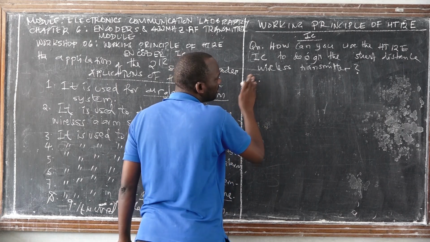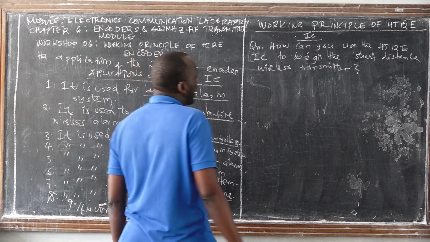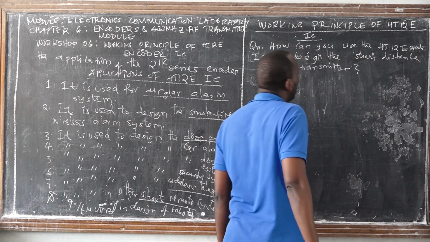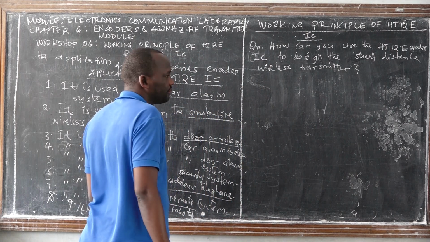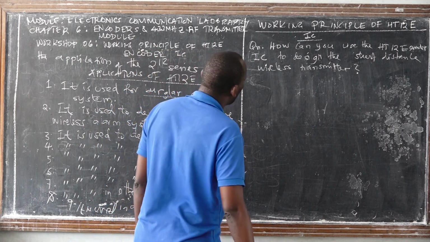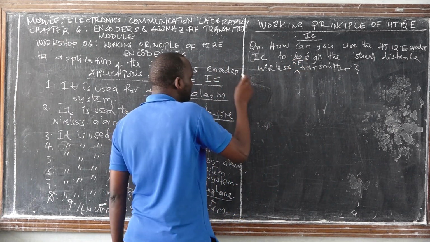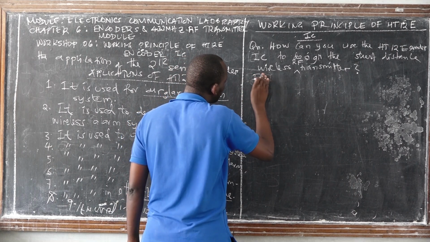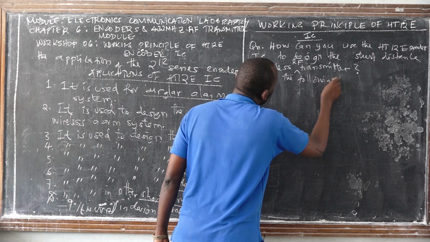So these are the steps. How can you use the HT12E encoder IC to design the short distance wireless RF transmitter? So follow the following steps.